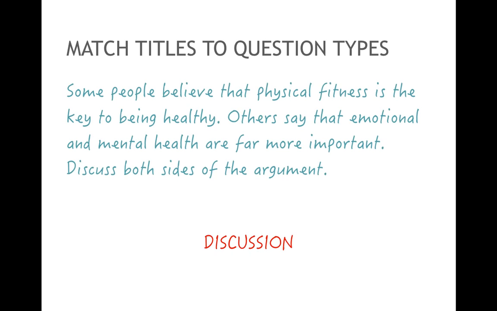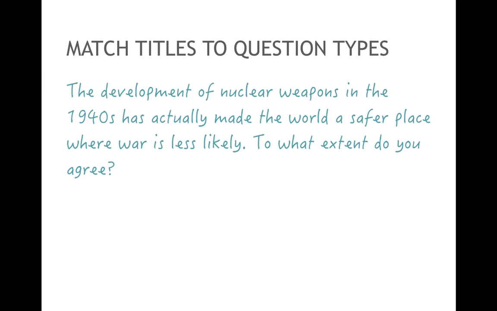When it's a discussion question, you need to write about both sides of the argument. You have to write equally about both sides of the argument. If you write only about one side, then you have not achieved the task. You have failed in the task achievement section of the question. So you have to discuss both sides. Let's look at another one.